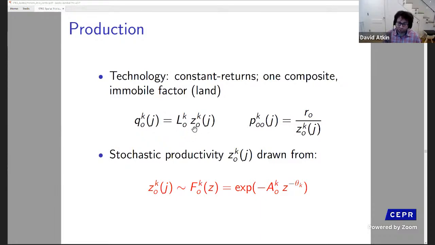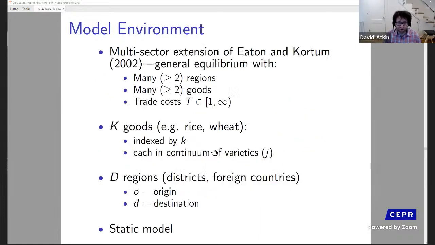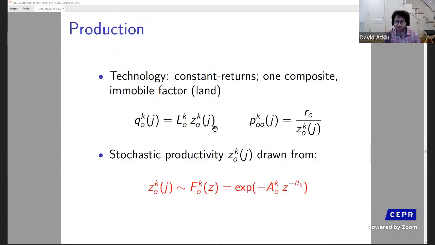The productivity of a kind of unit of land is this Z, which is different depending on O and K and across the different varieties J. And the price, because of perfect competition here, is simply going to be equal to the rental rate over the productivity. Okay, like in Melanie's lecture last week, we're going to have an extreme value distribution that you're drawing productivities from.